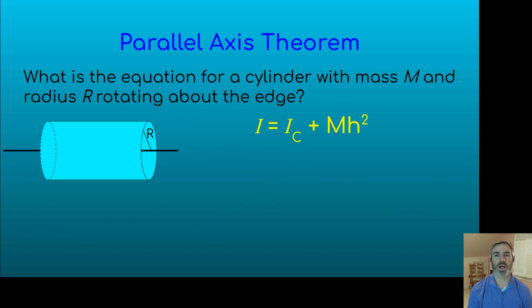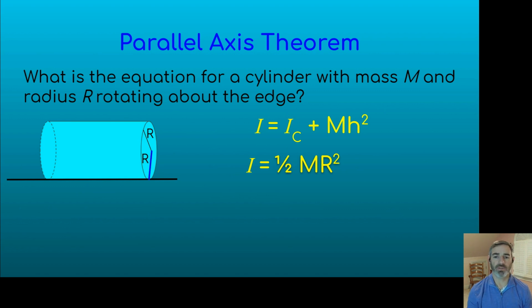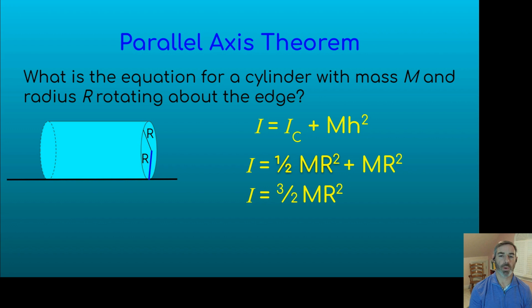We look at our equation: I = I_C. If it's rotating around its center, I = 1/2 mr². But it's rotating around the edge, so we have to add the mh² term. The h value is just the distance from the center of rotation, which is r. So I can add the total mass times r², and I get that the rotational inertia of a cylinder rotating around its edge is I = 3/2 mr².